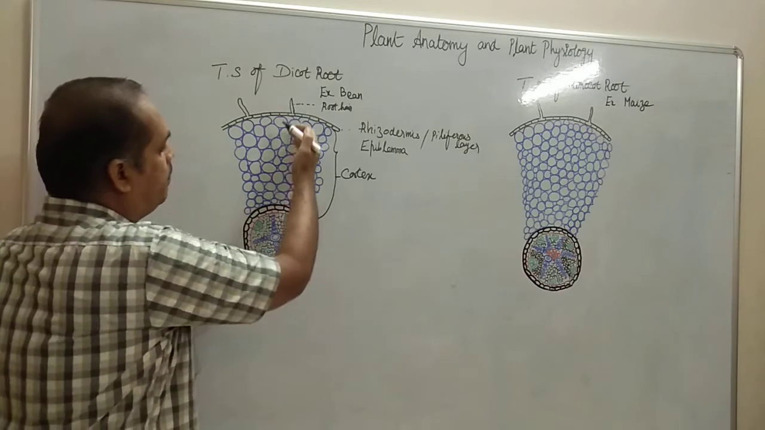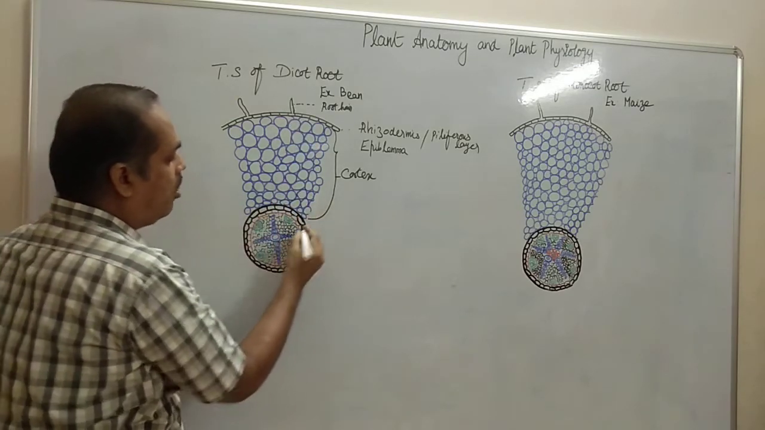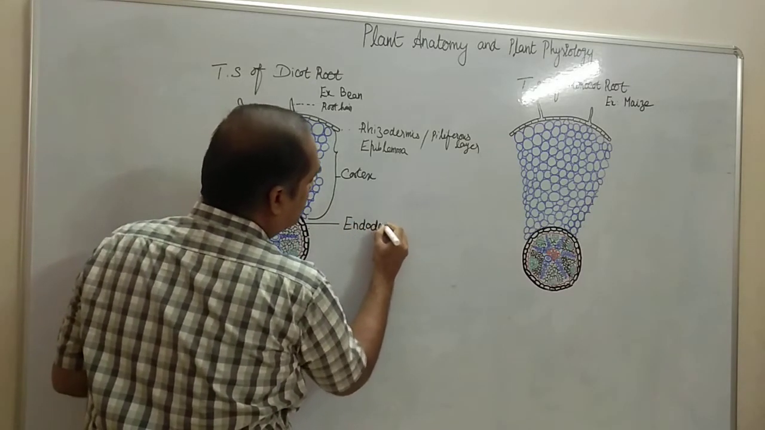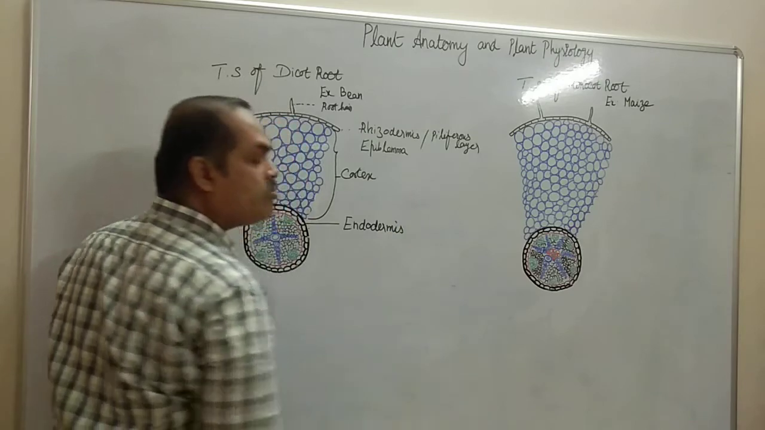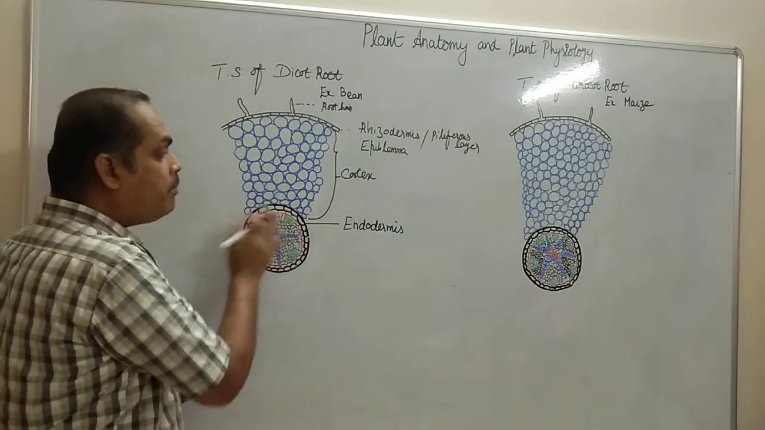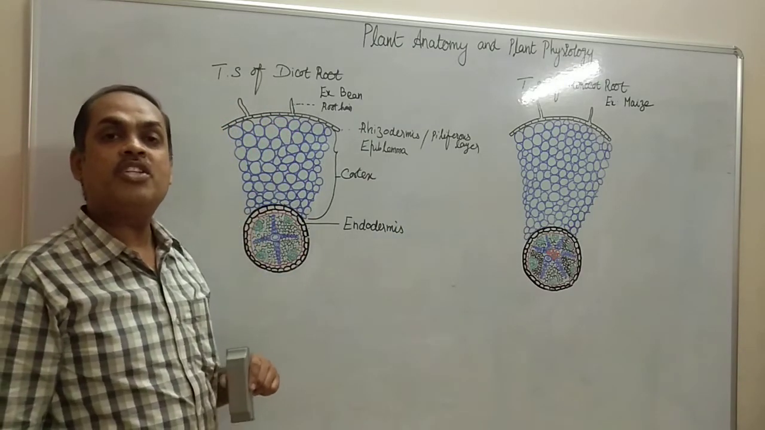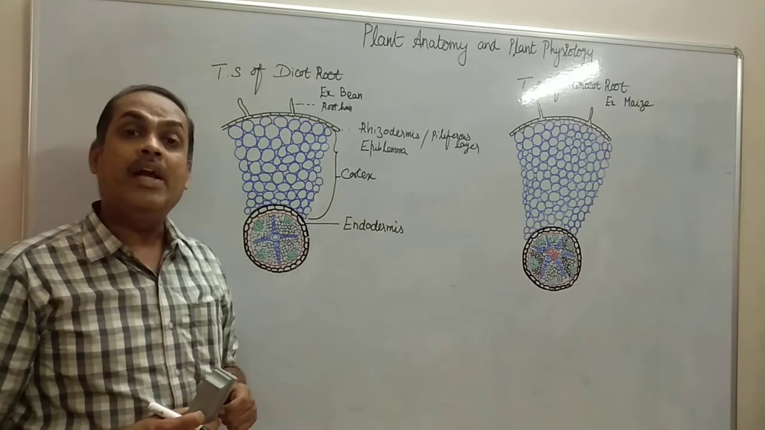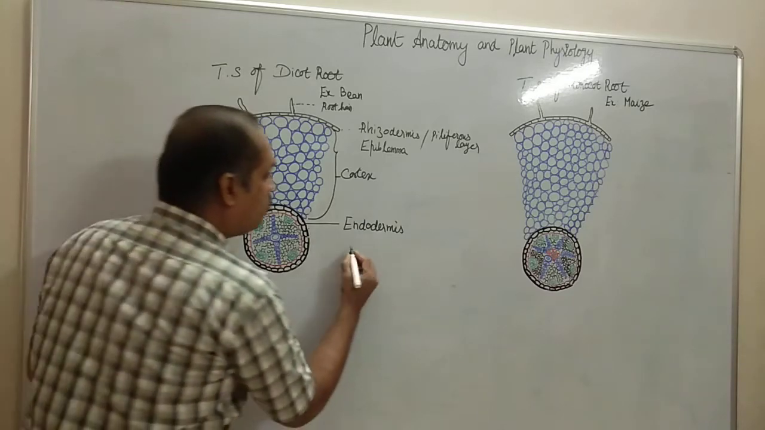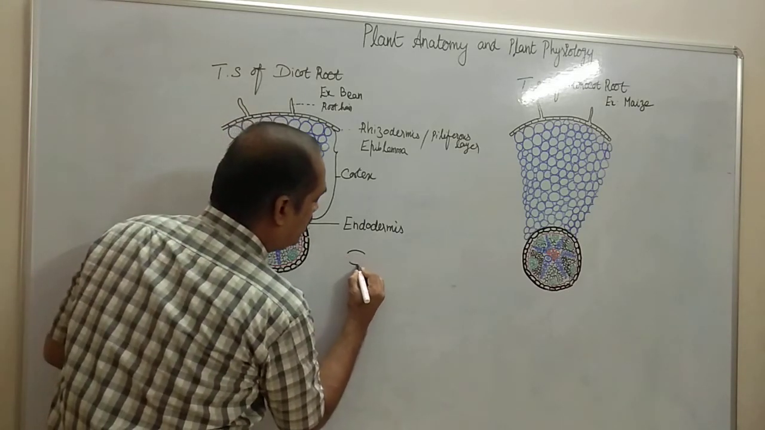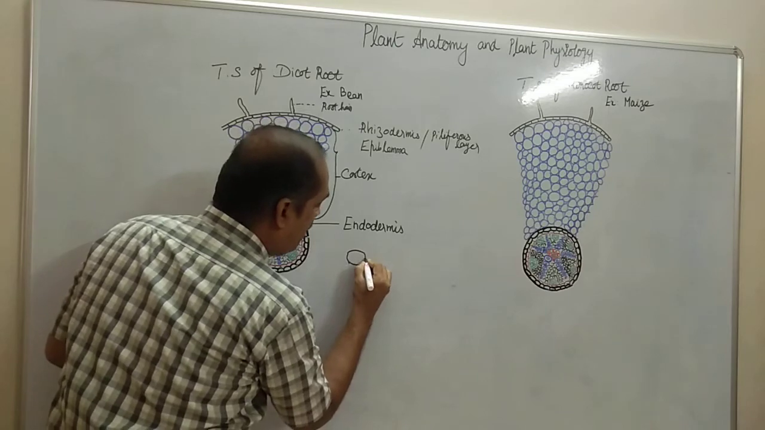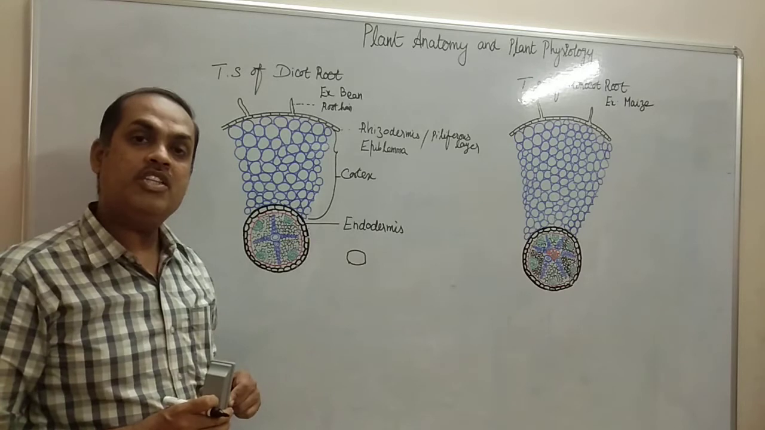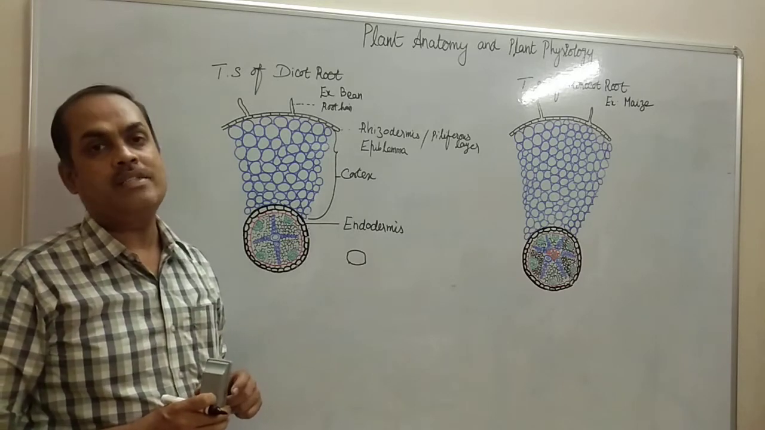Now the innermost layer of the cortex is called as endodermis. So this layer is called as endodermis. Endodermis is the innermost layer of the cortex. But the shape of the endodermis is totally different from the shape of the cortex. As we know, cortex is spherical or oval, but endodermis is barrel shaped. So it will be like this. Each cell will be barrel shaped. It is only single layer made up of compactly arranged parenchymatous cell without any intercellular spaces.